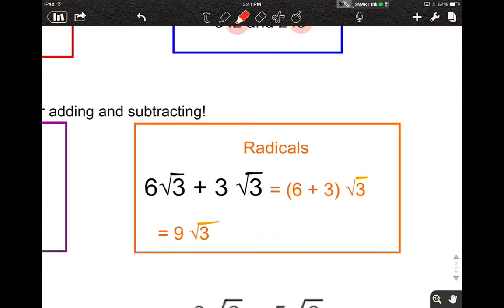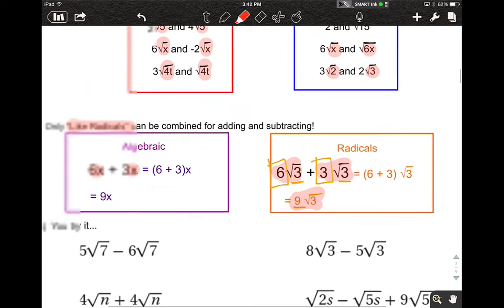How might this work? 6 times the square root of 3 plus 3 times the square root of 3. Do they have like radicands? Do they have this piece that's behind that's the same? Well, of course. So how are you going to add them together? You're just going to add this front piece with this front piece and get 9. Okay, so your final answer would be here. 9 times the square root of 3. Okay, which is exactly how we do it with algebra.